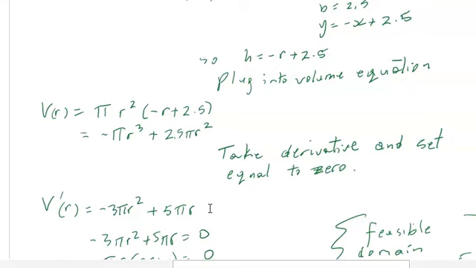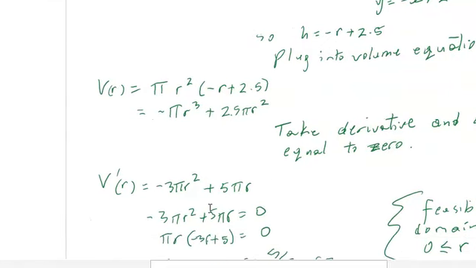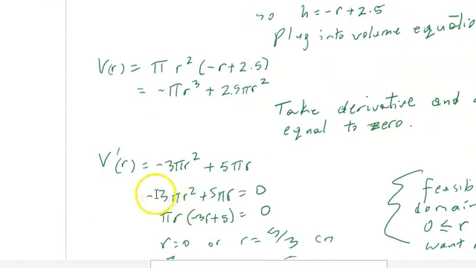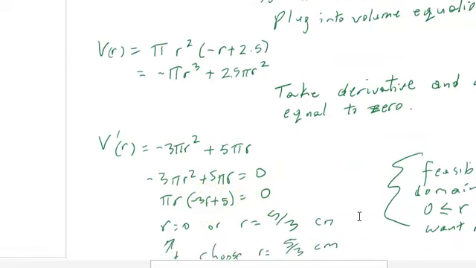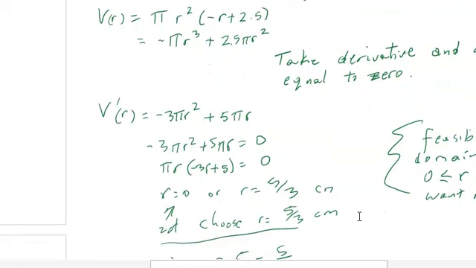Then, setting that equal to 0, what we'll have is negative 3 pi r squared plus 5 pi r equal to 0, and the rest is just a bit of algebra. Solving for that, pi r is equal to 0, then r is equal to 0. Negative 3 r plus 5 equals 0, then r will be equal to 5 over 3. Now we need to choose which of these is the maximum. Is it r is equal to 0 or r is equal to 5 over 3?